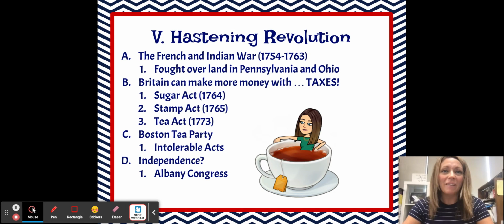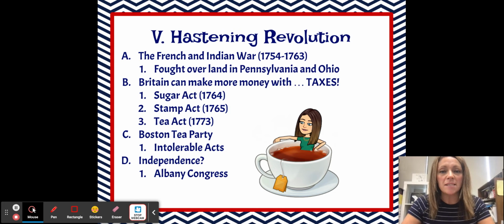But we know that war costs a lot of money, and the French and Indian War left Great Britain really, really financially burdened, shall we say. So what's the best way to increase revenue, increase money in your treasury, if you're a government? That is to tax your people. So the British Parliament, with the support of the king, passed a series of acts designed to generate more revenue for Great Britain. The first of those was the Sugar Act.